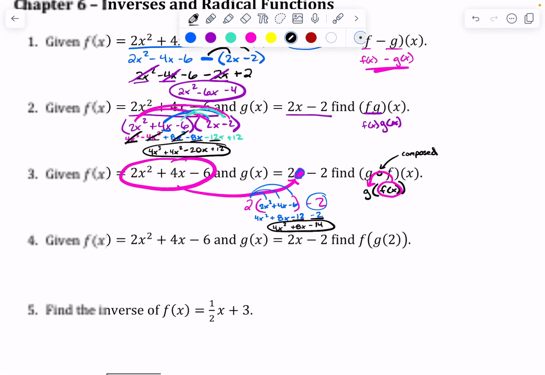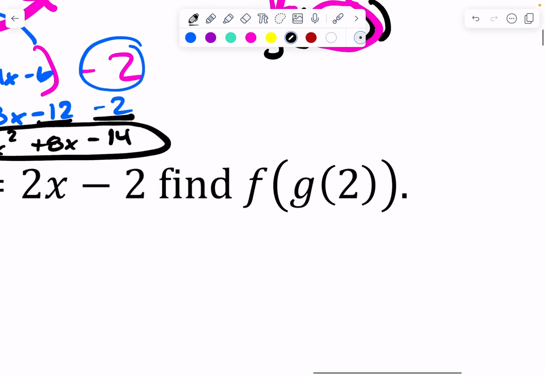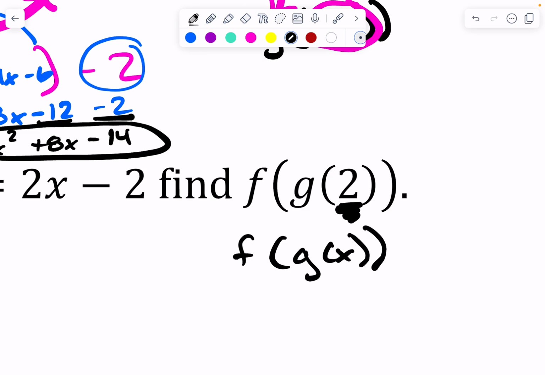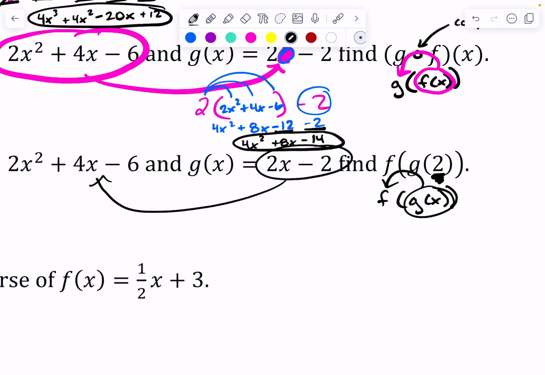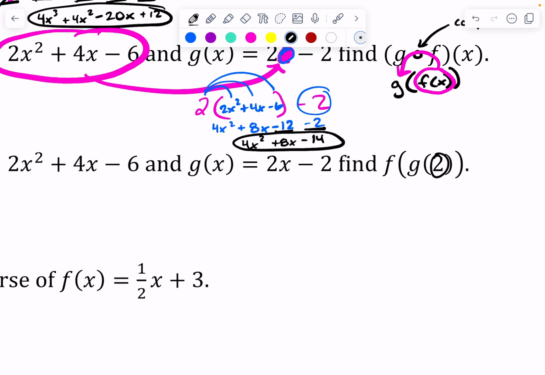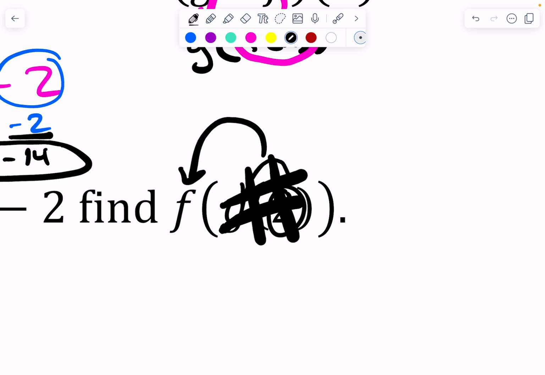All right, now this next one, last one of this type of problem, number 4. This one is not f composed of g of x, but they want us to stick a number in there. What you could do is take g of x, that whole thing, and plug it into f of x, but I would have to plug it in 2 places. That would be really gross. Instead, because I have a number to plug in, I'm going to take this 2 and work inside out. I'm going to plug the 2 into g of x, and that gives me a number. Then I take that number and plug it into f of x.